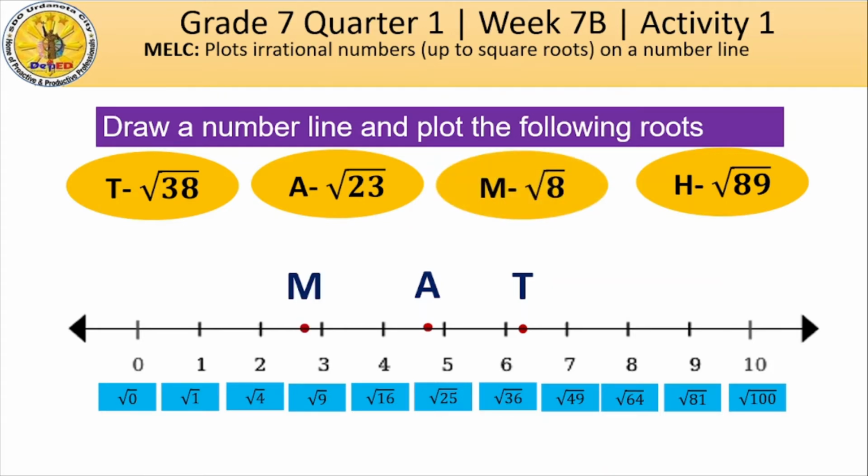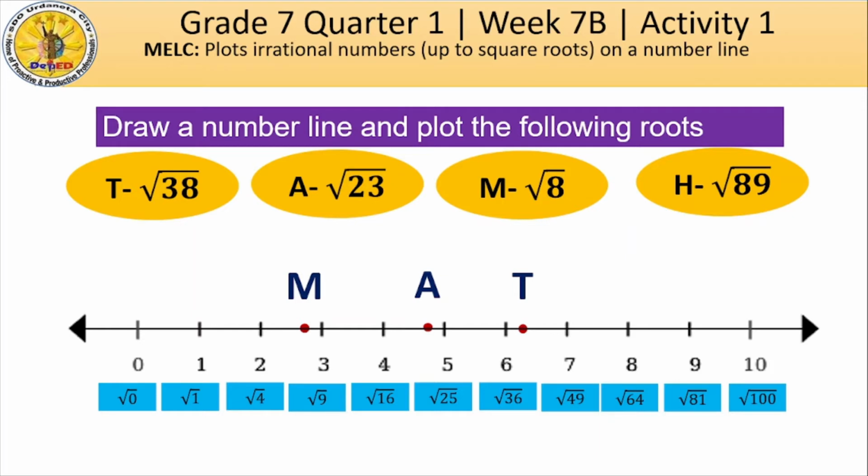And let's have the last root, which is equal to square root of 89. So where does square root of 89 fall on the number line? We know that it is greater than square root of 81, but less than square root of 100. So it only means that it lies between 9 and 10.